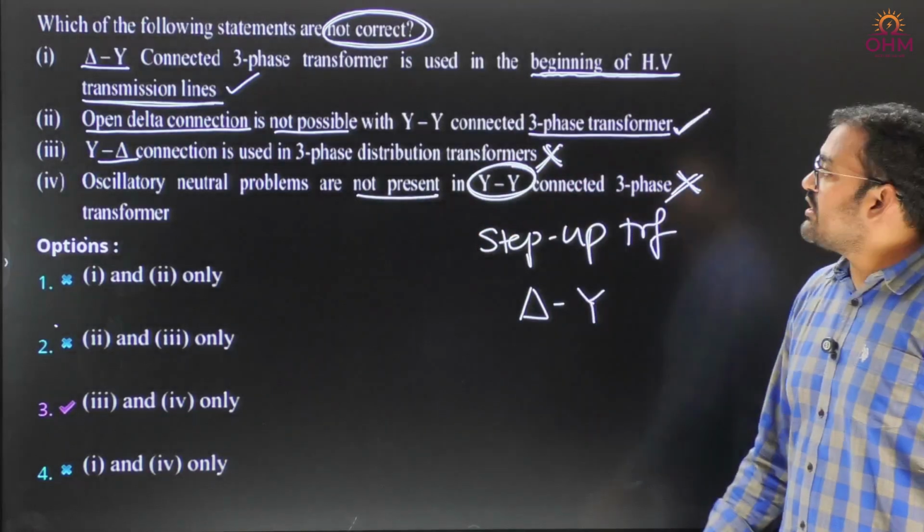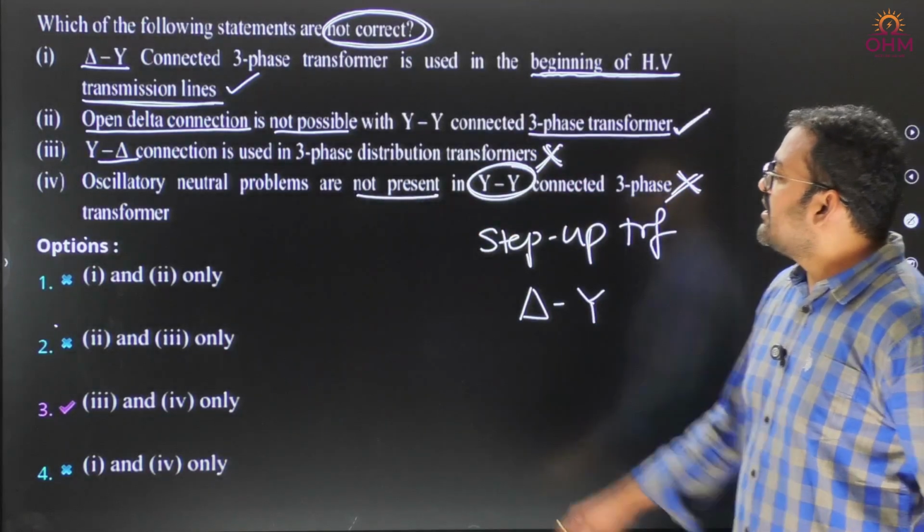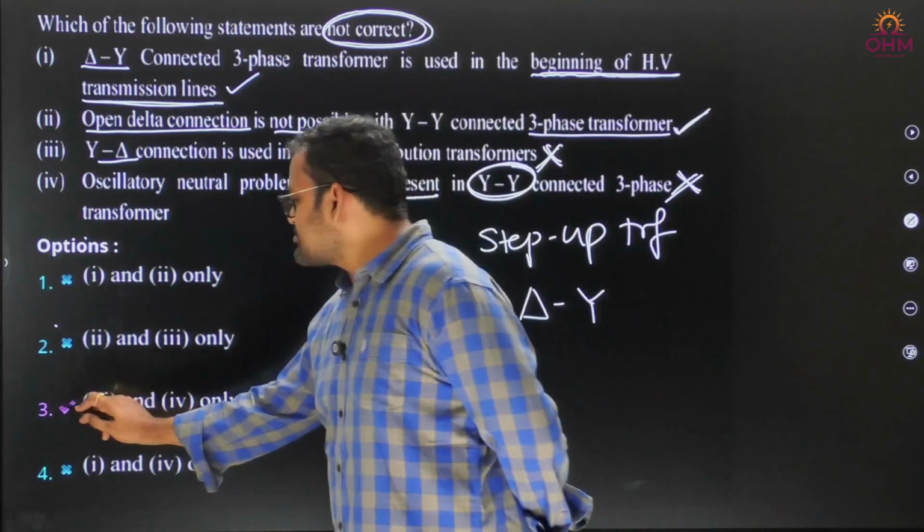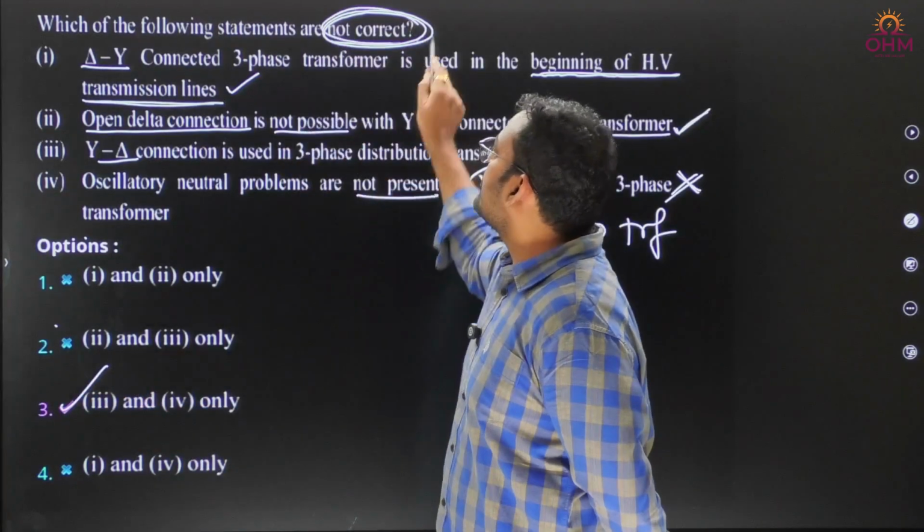So finally, what are the wrong statements in the entire question? Third one and fourth one are the wrong statements. We have to select wrong statements, guys.